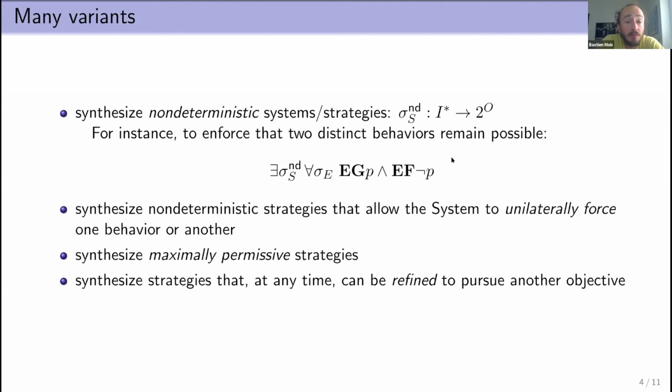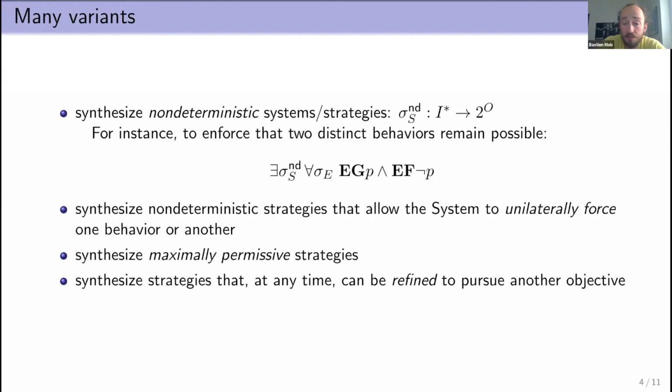But maybe you want that your system is able to choose which of these behaviors is executed. Maybe you don't want the environment to choose whether it will be always P or finally not P. So you may want to say more than the previous formula and say that in addition, first these two behaviors exist, and in addition, the system can choose which one to enforce. Then you may also want to say that your system is permissive and satisfies some property, but you may want it to be as permissive as possible, maximally permissive. You may also want to talk about strategies that refine other strategies, so that first you have a strategy that satisfies some goal, and then you want a new strategy that keeps satisfying the first specification, but now in addition allows you to pursue another additional objective.